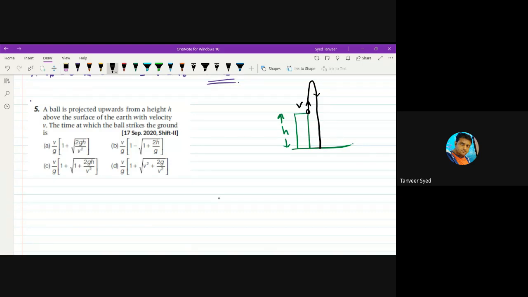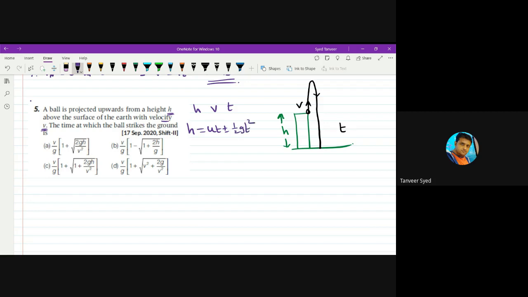Let us say time taken for this is some t. What is that time? After how much time will the ball hit the surface of Earth? How can we do this? Height h is mentioned, velocity v is mentioned, time is asked. H, initial velocity, t. How are these three related? With the second kinematic equation, h is equal to ut plus or minus half gt square.